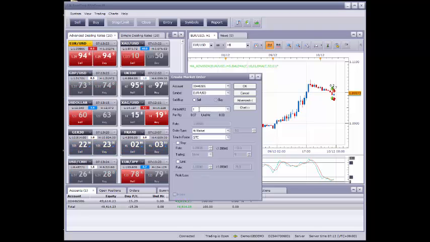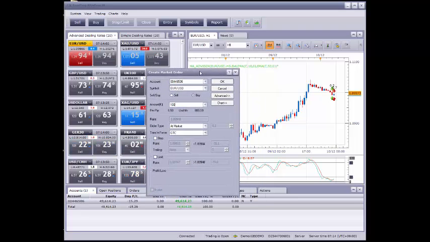So a micro lot is 1,000 units, and what that means is that you're risking 10 cents per pip. A mini lot is 10,000 units, which means that you're risking $1 per pip, or 66 pence, and then one standard lot is 100,000 units, which means that you're risking $10 per pip, or £6.59 per pip.